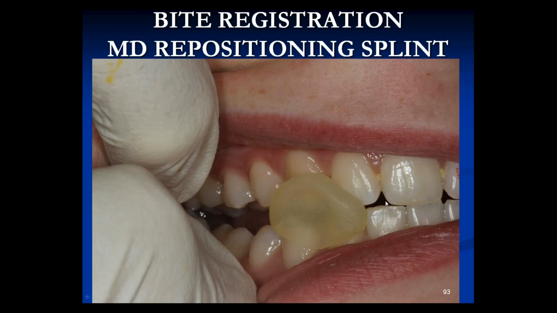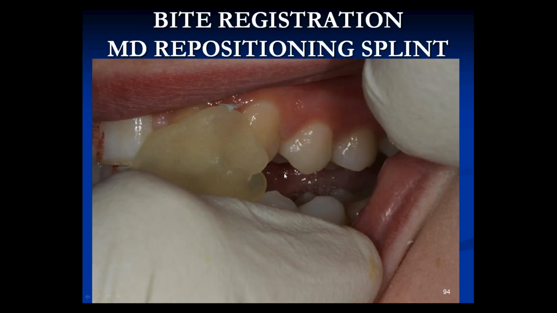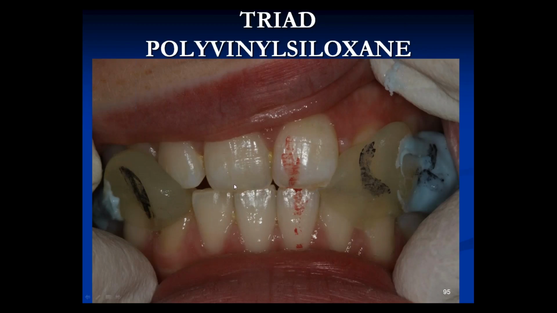So we have to take a bite registration. I haven't got time to talk about how you do it today, but we take a bite registration. Well, I just told you, take it where they don't click. And then put some triad here, and then I'm going to fill that in with polyvinyl siloxane. So this is for the repositioning splint.